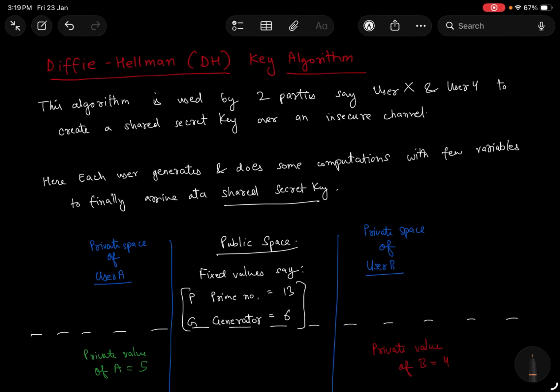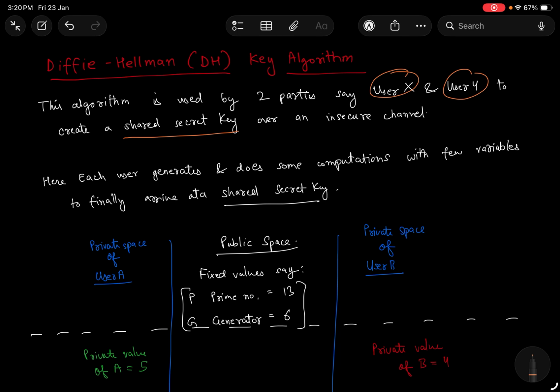Okay, in this video, let's discuss the Diffie-Hellman, DH in short, key algorithm. This algorithm is used by two parties, say user X and user Y, if they want to create a shared secret key over an insecure channel.